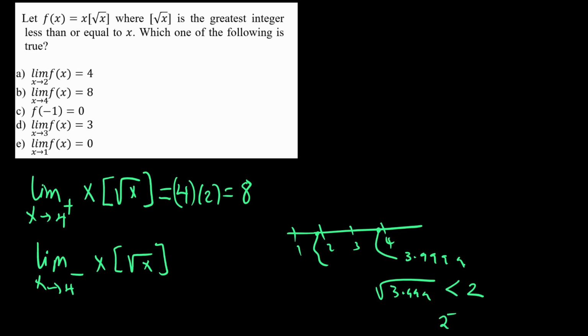Since this is not an integer, we will pick up the very first integer to its left, which is equal to 1, and therefore this limit, x is going to 4, and the greatest integer of the square root of x will go to 1, and the answer to that is just 4. You can see that the limit from the right is not equal to the limit from the left, and therefore the limit as x goes to 4 does not exist, and B is incorrect.